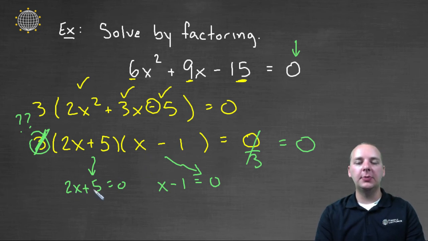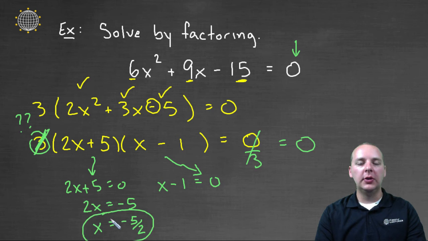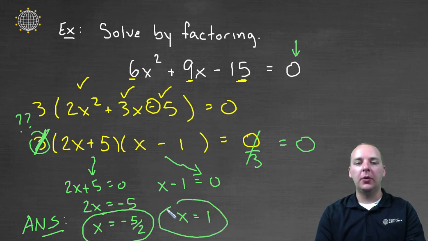So here we go. We have 2x plus 5 equals 0. This means 2x would equal negative 5 if we subtracted 5 to the right. And so x would be negative 5 over 2. So there's one solution. So we're finding our answers finally. Here's one solution to the quadratic equation. And x equals 1 would be another of our solutions when you add 1 to the right hand side to solve for x in the second equation. So negative 5 halves and x equals 1 would both be the two solutions to this quadratic equation.